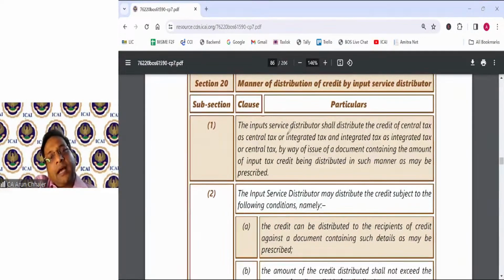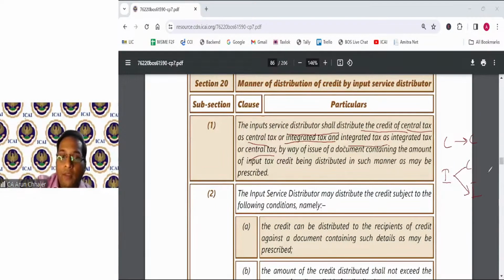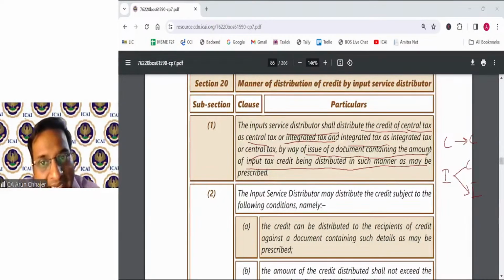Section 20: the ISD shall distribute the credit of central tax as central tax, of integrated tax as integrated tax or central tax. It means C can be transferred as C, but I can be transferred as C or as I, by way of a document containing the amount of input tax being distributed in such manner as may be prescribed. Okay.